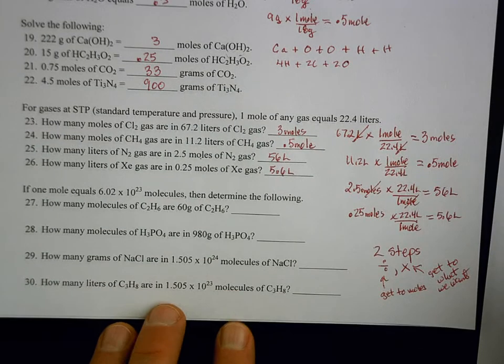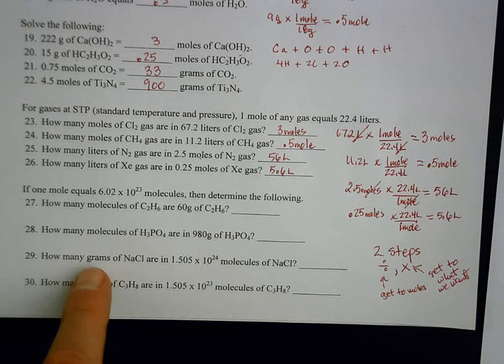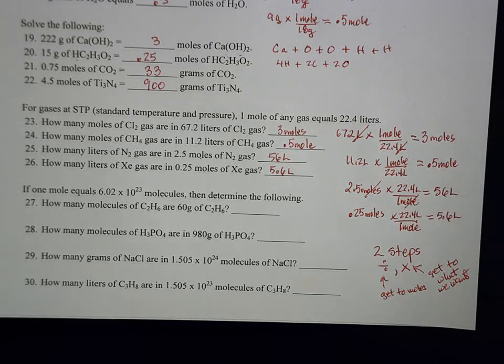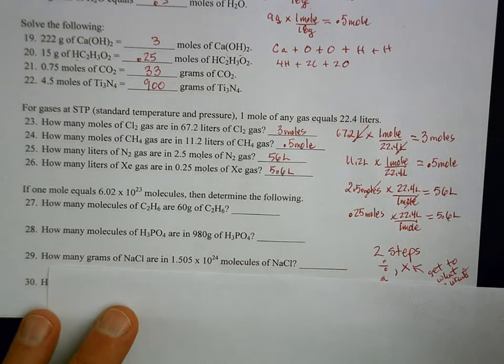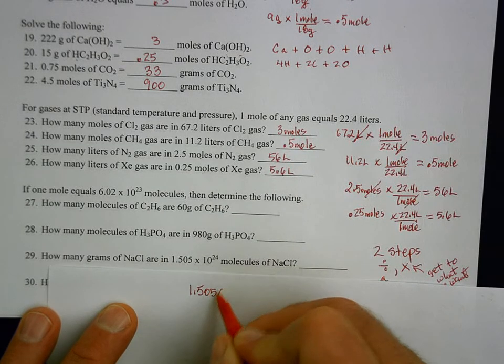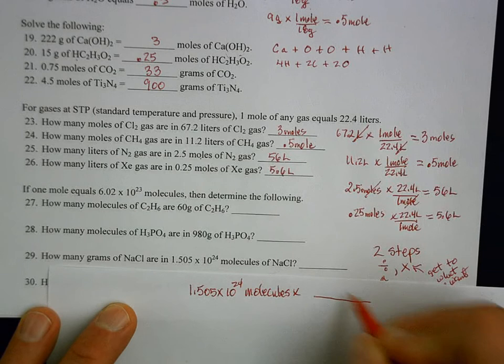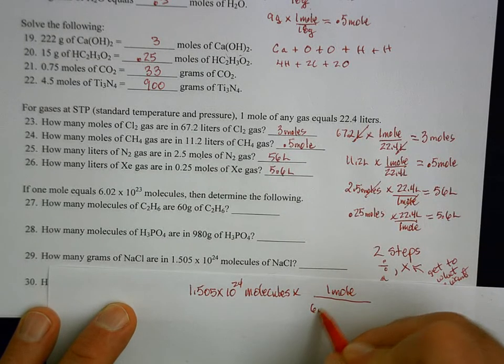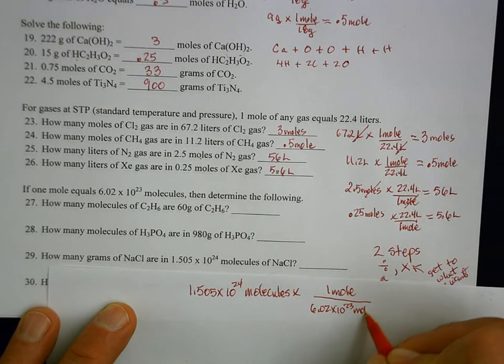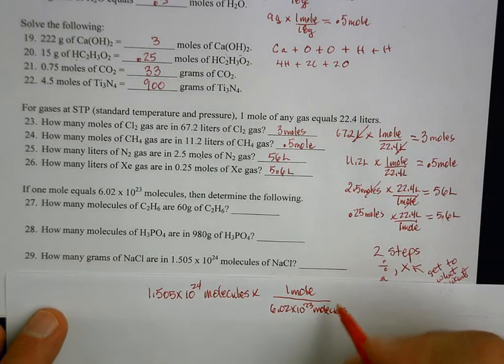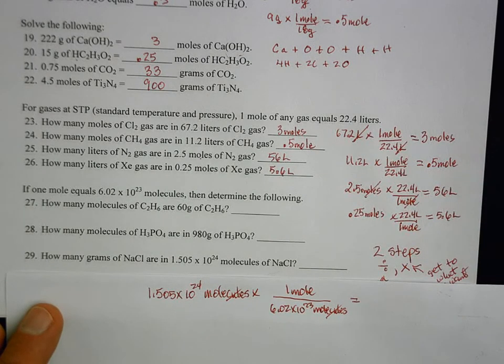29 and 30 go in the opposite direction. We want to know how many grams are in that many molecules. So these will start off. Now the mole is on top, the 6.02 times 10 to the 23rd goes on the bottom, so it's the mole number, now that's molecules that's getting canceled out. And it turns out this is 2.5 moles.